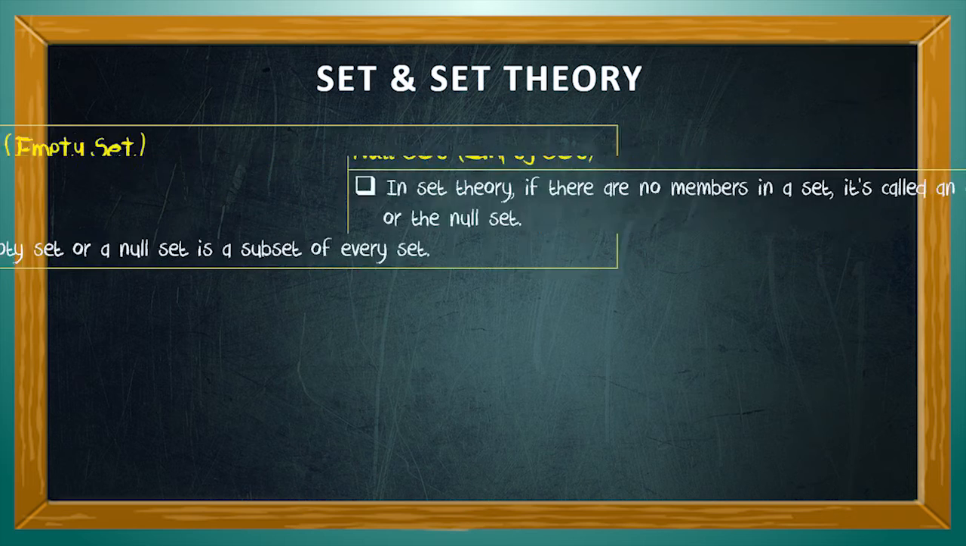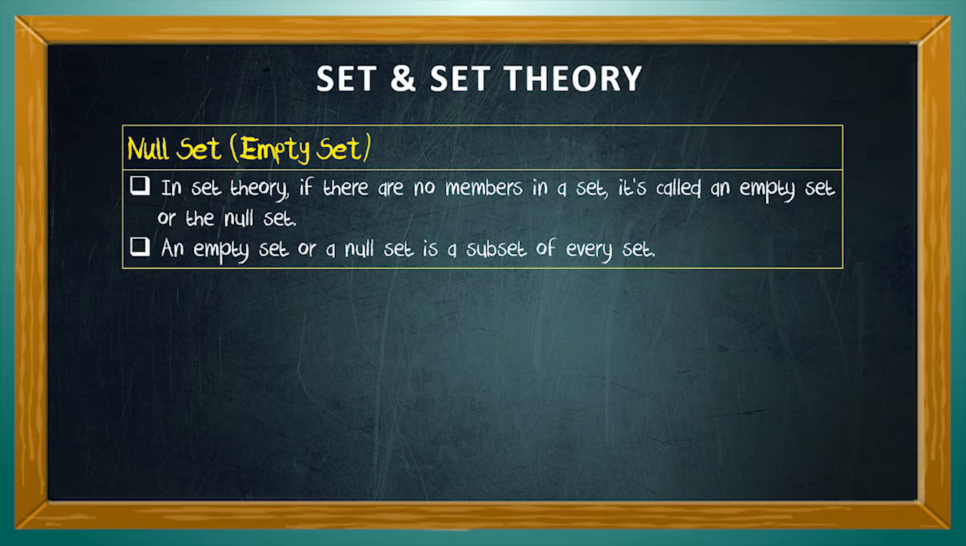The null set. If there are no members present in a set, it's called an empty set or the null set. The empty set is a subset of every set, and every set is a subset of itself.